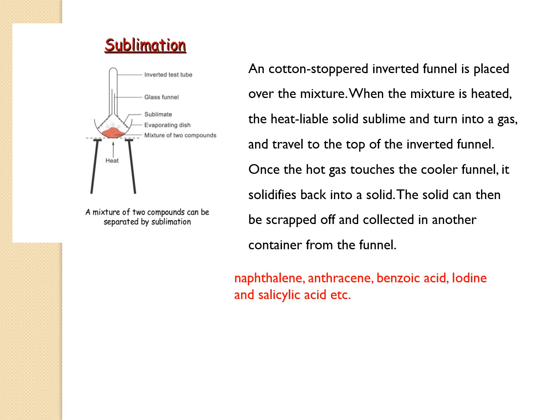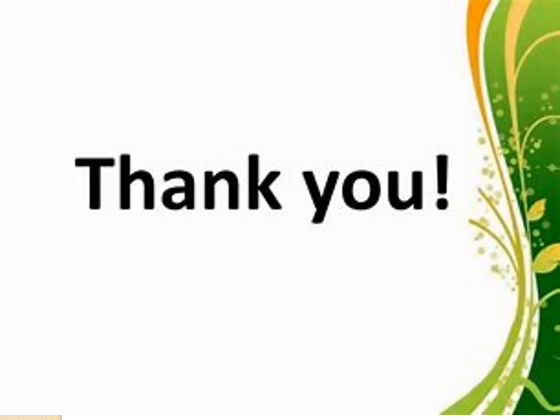When the mixture is heated, the heat-labile solid sublimes and turns into a gas, and that gas travels to the top of the inverted funnel. Once the hot gas touches the cooler funnel, it solidifies back into a solid. The solid can then be scraped off and collected in another container from the funnel. In this method, naphthalene, anthracene, benzoic acid, iodine, etc., can be purified. Thank you.